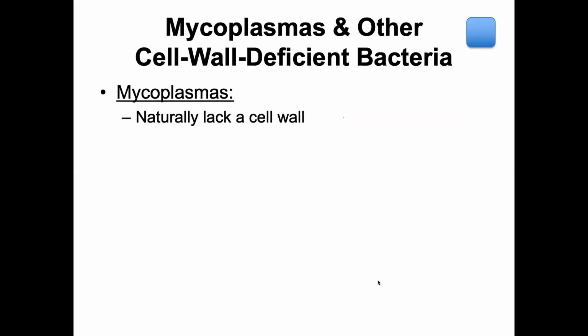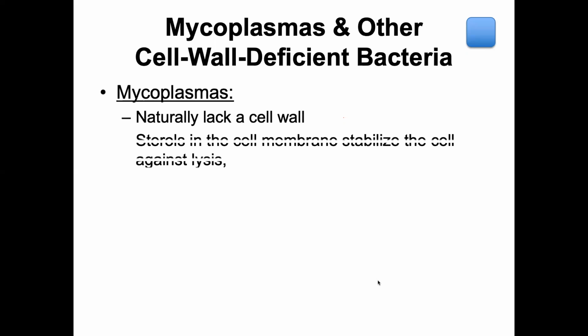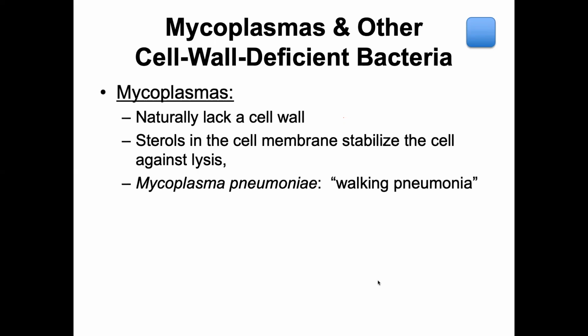Some bacteria don't have a cell wall. Mycoplasma don't have this. They are able to resist threats from the outside as a result of sterols that are inserted in the cell membrane. An example is Mycoplasma pneumoniae, which produces something called walking pneumonia.